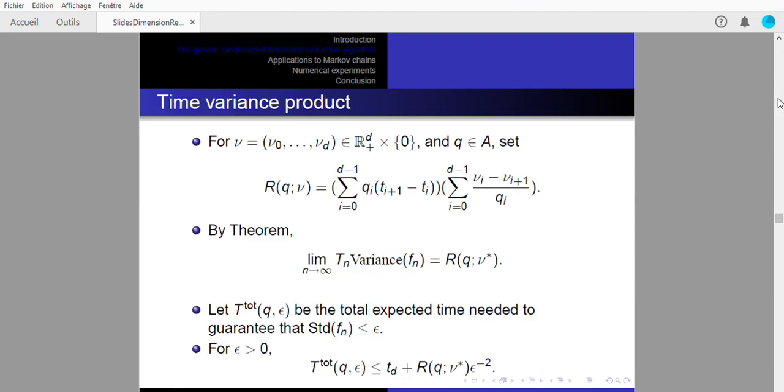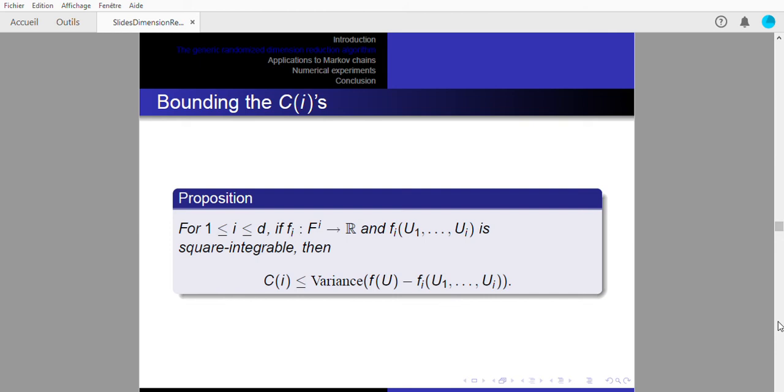Okay, and now how do we get an upper bound on the variance? So we have an expression for the variance that depends on the Ci's, and in order to get an upper bound on the variance, we need to get an upper bound on the Ci's, and we have a proposition that allows us to do this. So this proposition says that if we can approximate f of u by a function of the first i components, so if you have any function of the first i components that approximates f of u well, then Ci is small. Okay, so we have this inequality: Ci is upper bounded by the variance of f of u minus a function of the first i components of u.